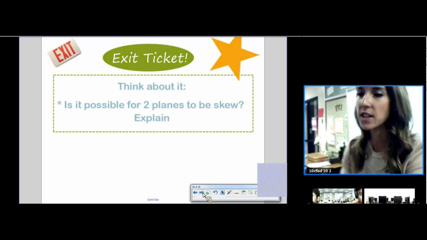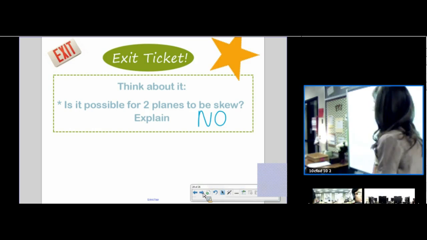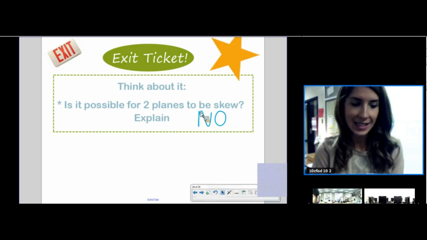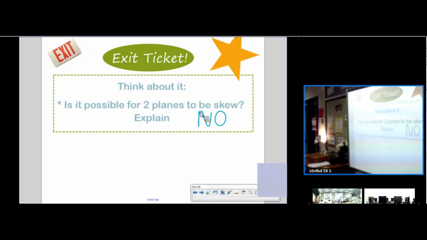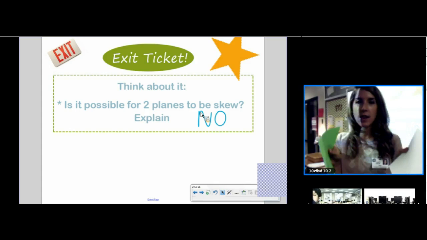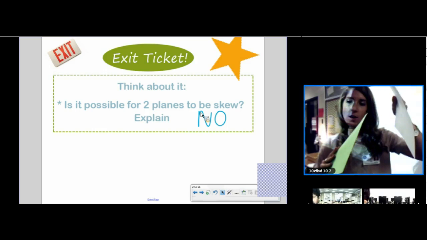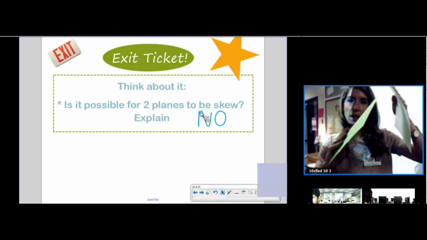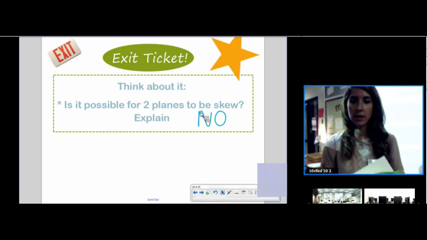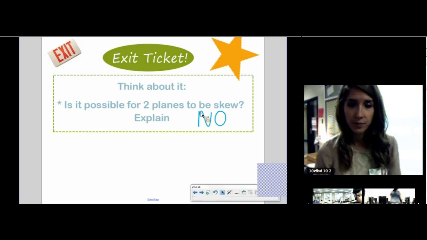All right, the answer to this right here is no. Two lines can be skew, but two planes cannot be skew. And the reason they can't be skew is because normally they can be parallel, right? But when I try to make them skew, this one's going to run into this one. It's because they continue in all directions instead of just two directions. So they can't be skew, but they can be parallel.